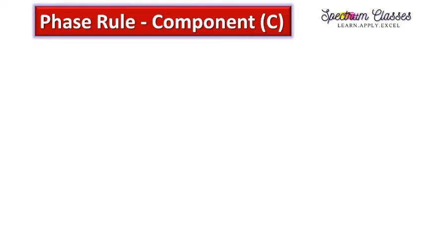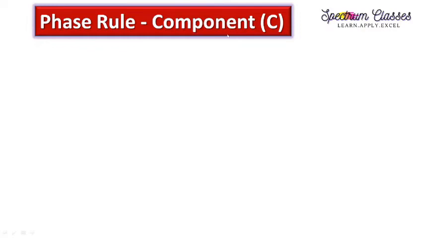This is our second video on the topic phase rule. In the previous video, we discussed the phases and how one can determine the number of phases for a given system. In this video, we are going to discuss what is called a component for a given system and how one can determine the number of components for a given system.